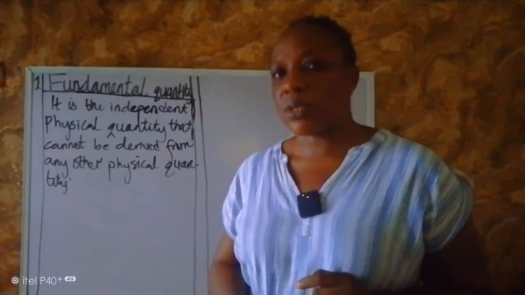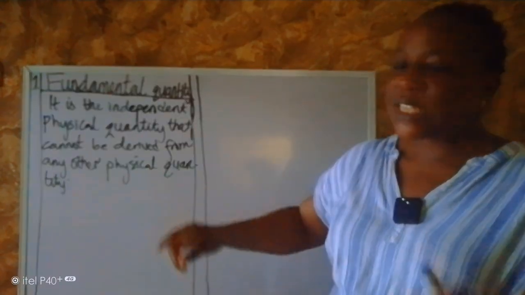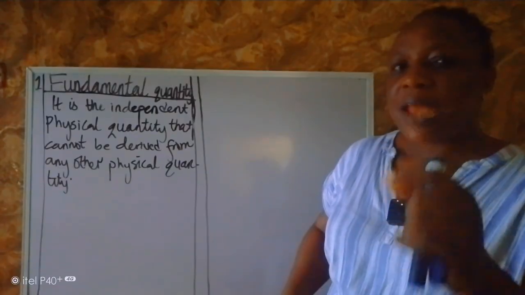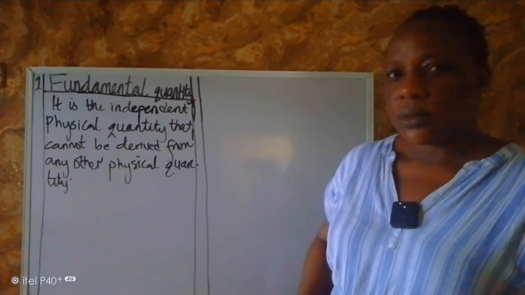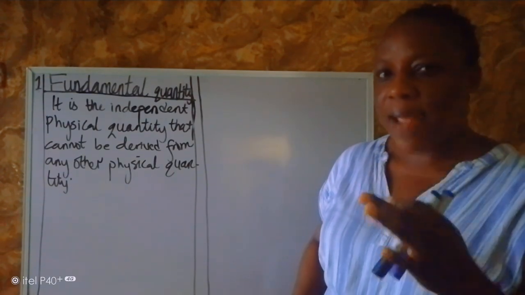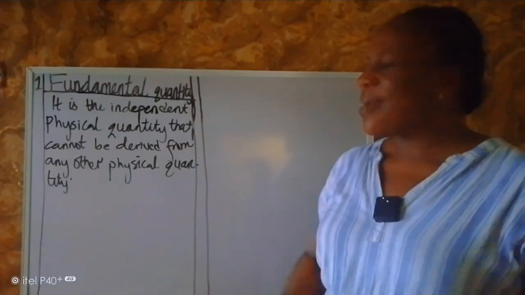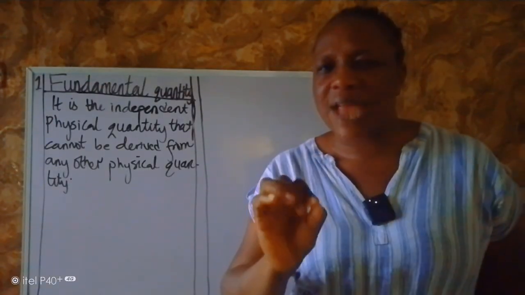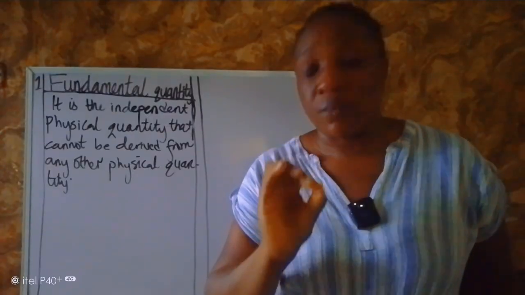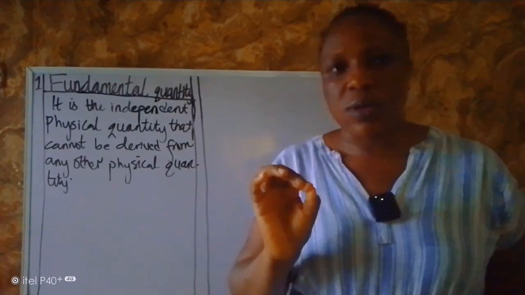What is fundamental quantity? Fundamental quantity is the independent physical quantity. Remember, what is physical quantity? Those things that you can measure: length, mass, time. That is physical quantity. Fundamental quantity cannot be derived from any other physical quantity. You cannot get it from any other physical quantity. It is just that basic physical quantity.